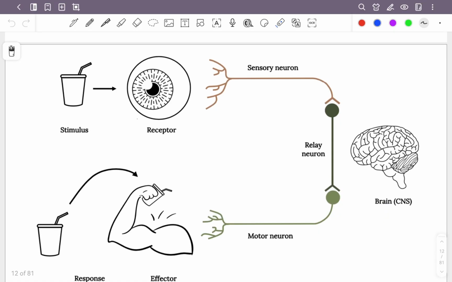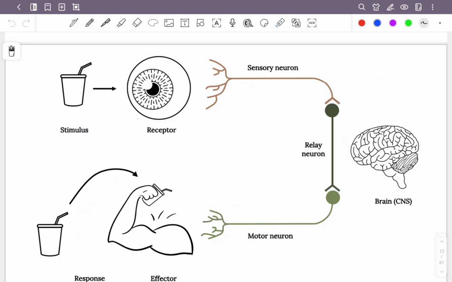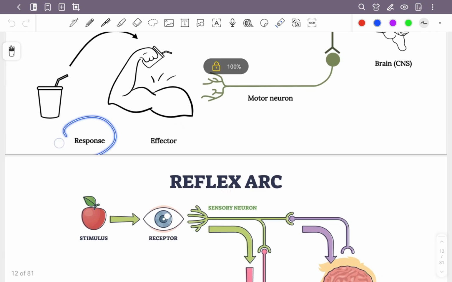So this is the pathway. Detect stimulus, send nerve impulse to the brain, then the brain processes. Am I thirsty? Yes or no? If yes, okay, I'm going to take the drink. So the arm carries out the response. Understand? So this is the response.